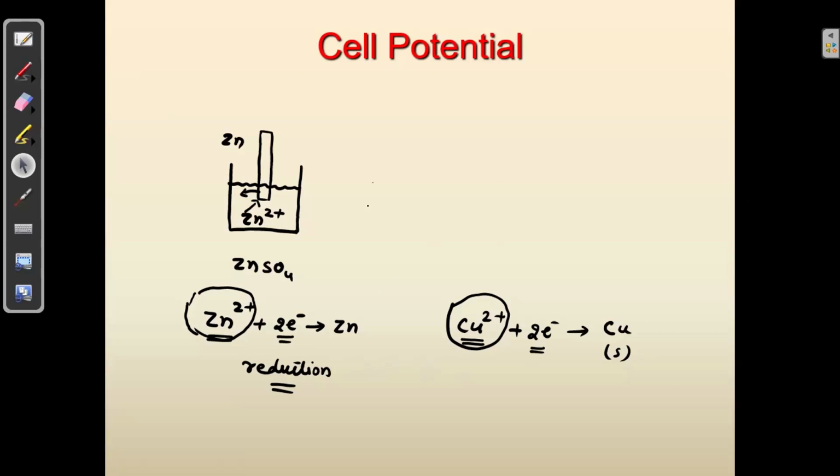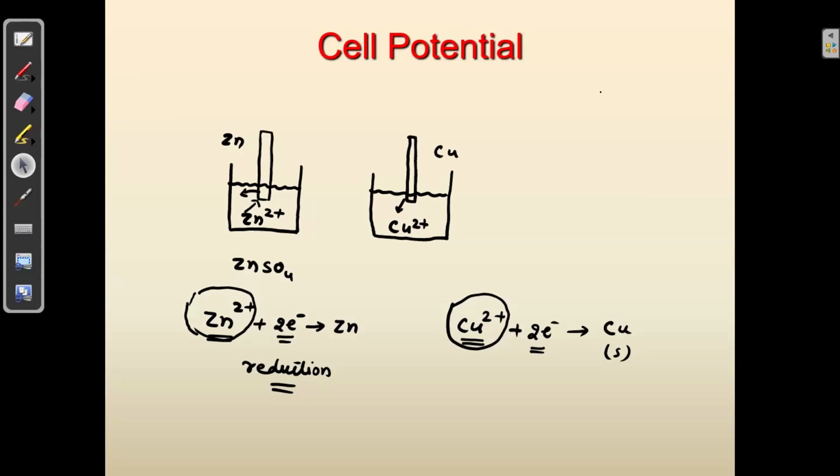Copper plus 2. Let me draw copper also side by side so we can compare. So this is copper plus 2 and this is copper metal. So copper plus 2 has a higher tendency to gain electrons. It will gain electrons. Okay. And zinc plus 2 has a tendency, but it has a lower tendency to gain electrons.